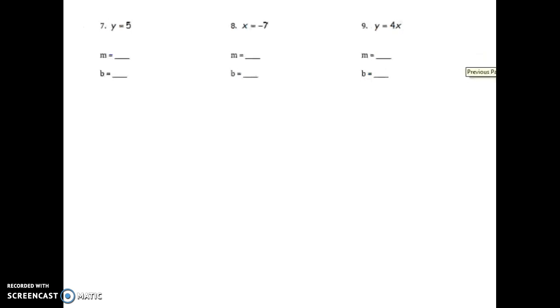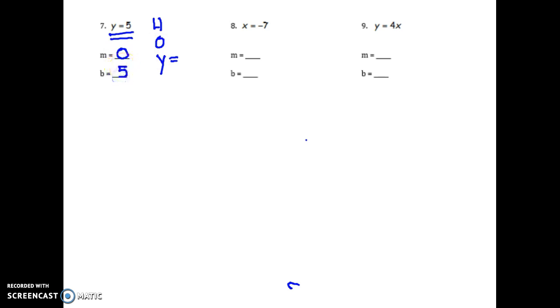If I look at number 7, in this case, y is equal to 5. This is a special case. So I'm going to think of HOY. Remember HOY, this tells us y equals. Notice this is y equals. This is a horizontal line, so the slope is actually 0, and the y-intercept is going to be at 5.